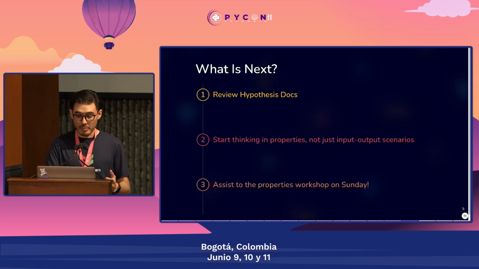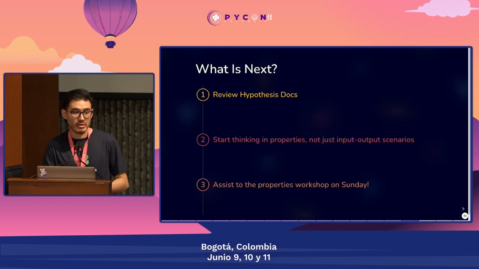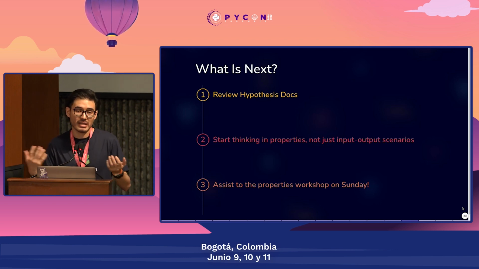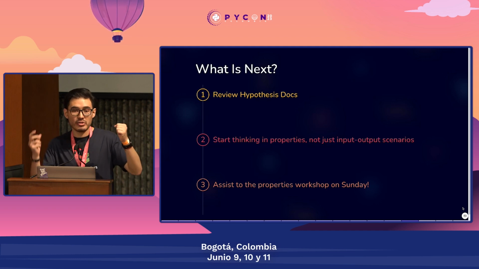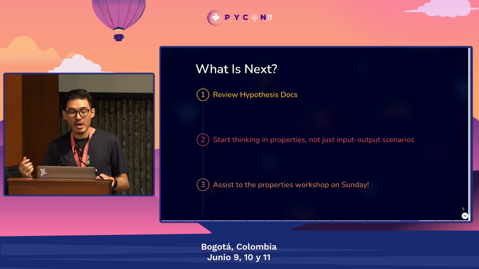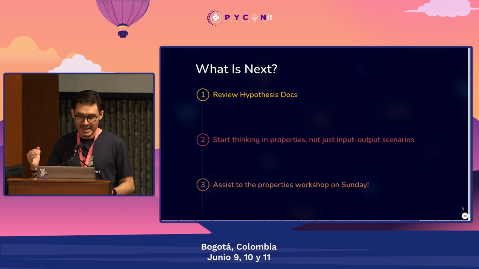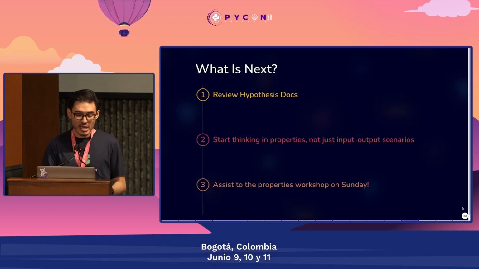Then start thinking in properties, not just input and output scenarios. It's easier for us as developers, who maybe do unit testing or similar techniques, to think of the input and the expected output, but not of the property that the functionality should hold, right? So start thinking on that high-level property instead of input-outputs.